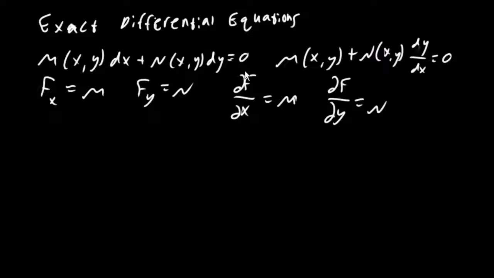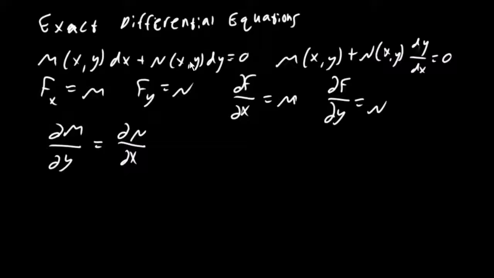So now let's think to ourselves, well, how will we be able to relate m and n? Well, we know that d2f over dx dy has to equal d2f over dy dx, because that's how we define our second partial derivatives. So by that logic, we'll know that dm/dy has to equal dn/dx. And if this condition is not satisfied, then this is not an exact differential equation.